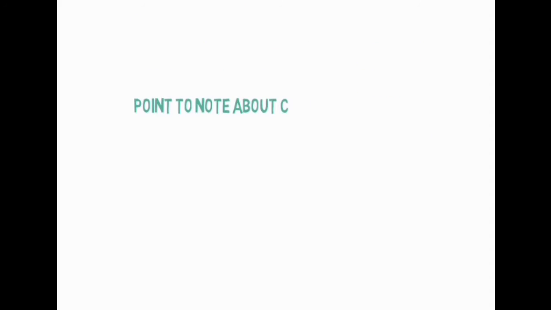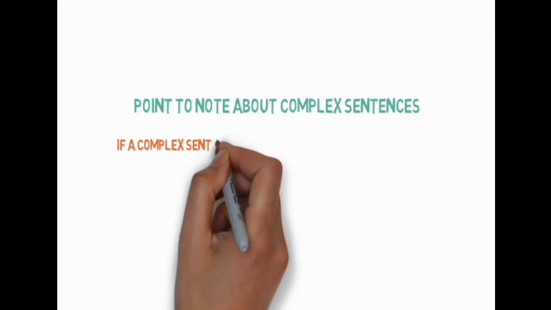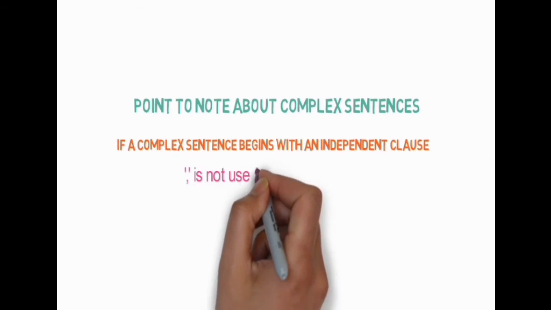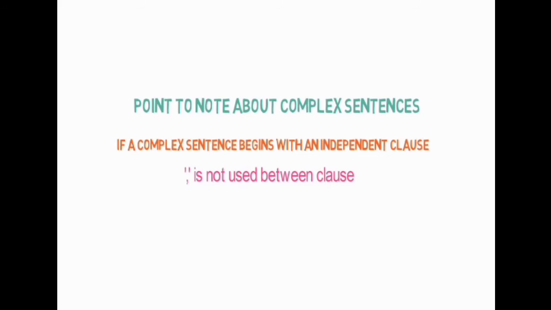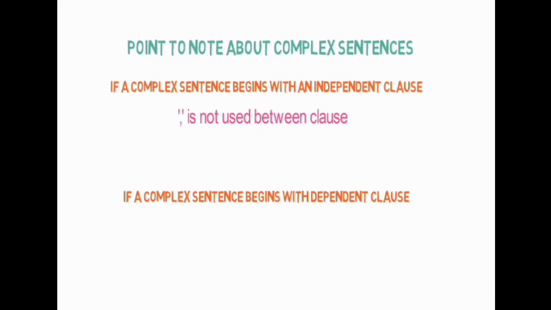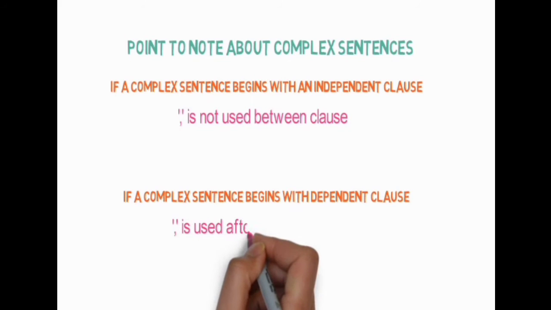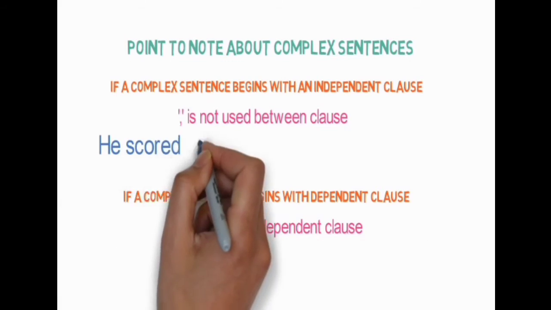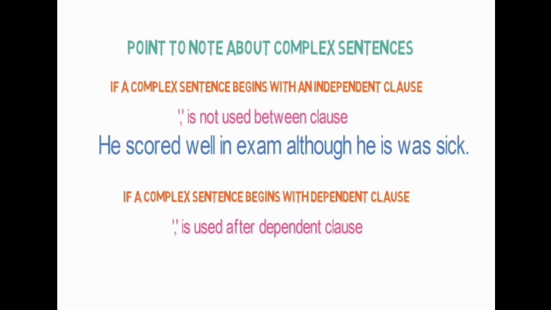One thing to note about complex sentences is, if a complex sentence begins with an independent clause, a comma is not used between clauses in the complex sentence. If a complex sentence begins with a dependent clause, a comma is used after the dependent clause in a complex sentence. For example, he scored well in the exam although he was sick.